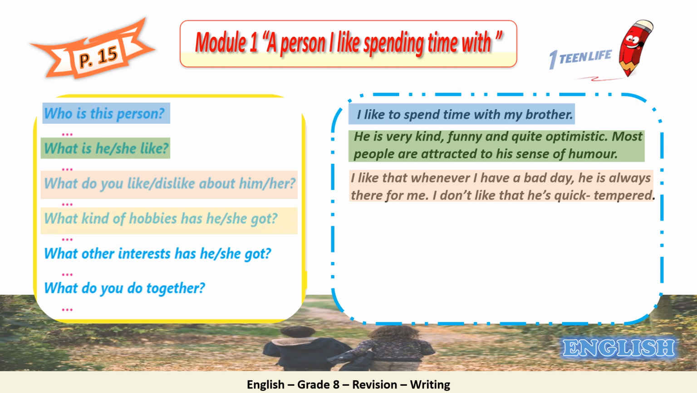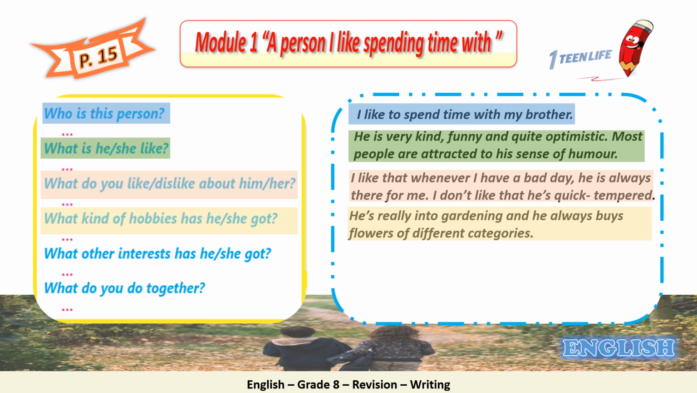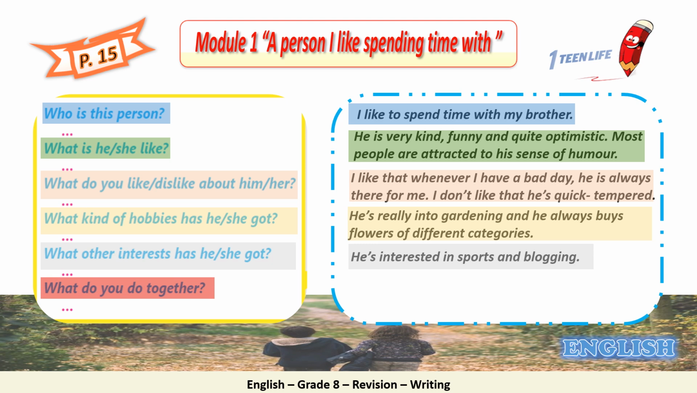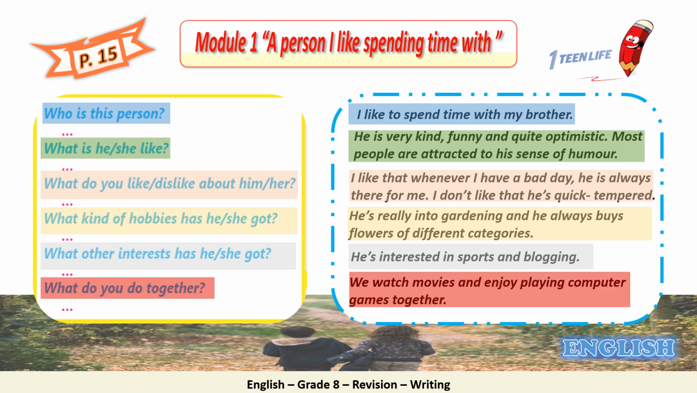Now, what kind of hobbies has he or she got? He's really into gardening and he always buys flowers of different categories. What about other interests he or she has got? He's interested in sports and blogging, for example. Finally, talk about what you do together. We watch movies and enjoy playing computer games together, for example.